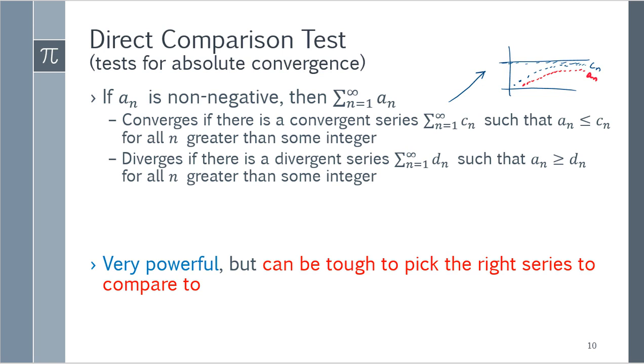Whereas if I had partial sums of a subseries D of n, which shot off towards infinity, it diverged. And those partial sums are always smaller than A of n, then A of n is going to have to diverge too. This is a really tough one to kind of conceptualize, and I understand that. It is an incredibly powerful test. Very, very powerful. However, it can be tough to pick the right series to compare to.